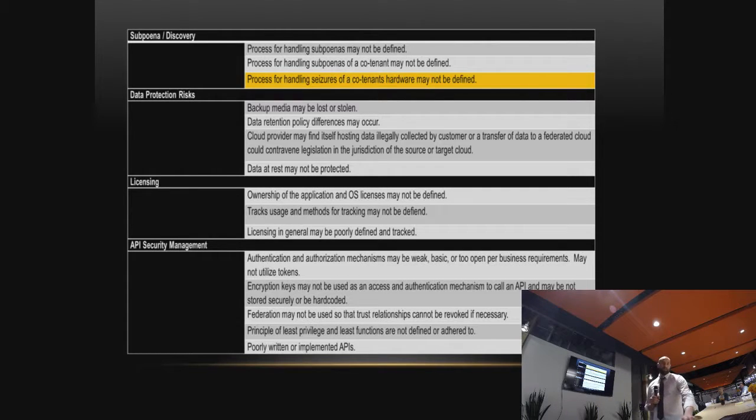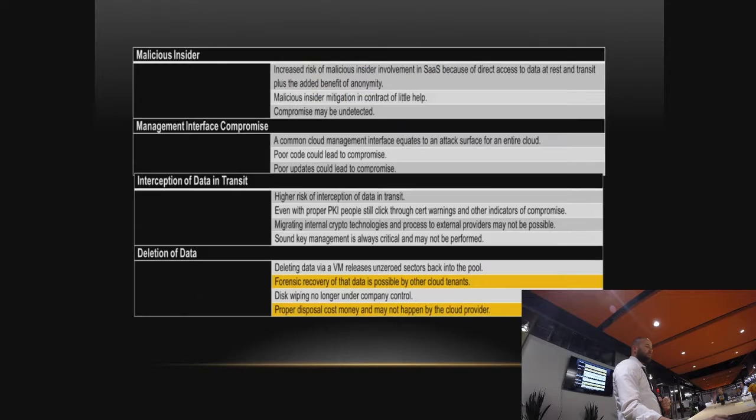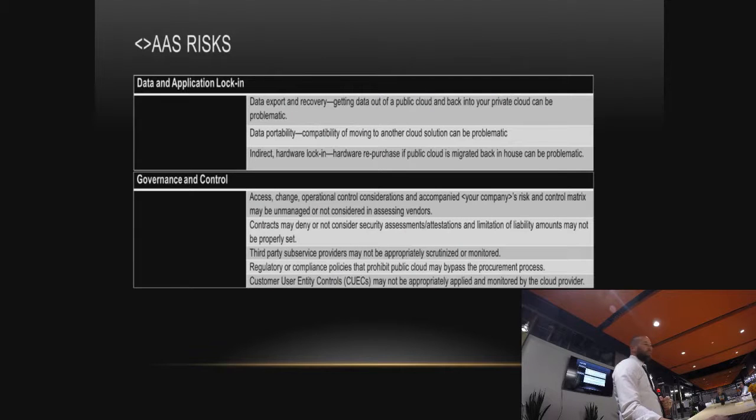There are some other ones here. Recently I added API security management. APIs are code. Maybe they should be scanned, scrutinized a little bit more. So there's just a risk dump here of all the things that could be considered. That's all I got. Any other questions?